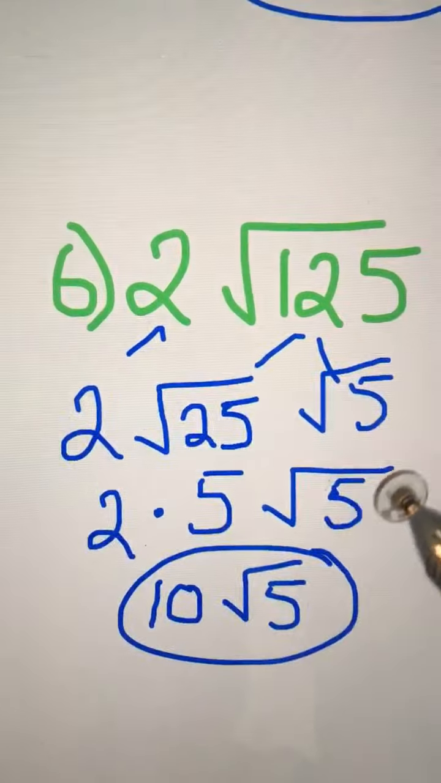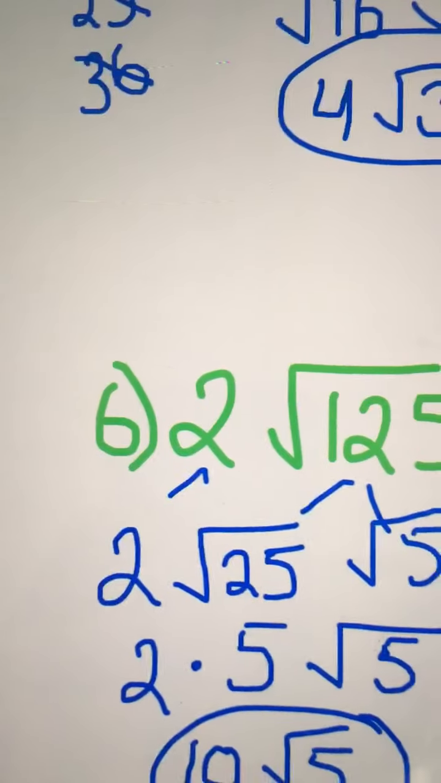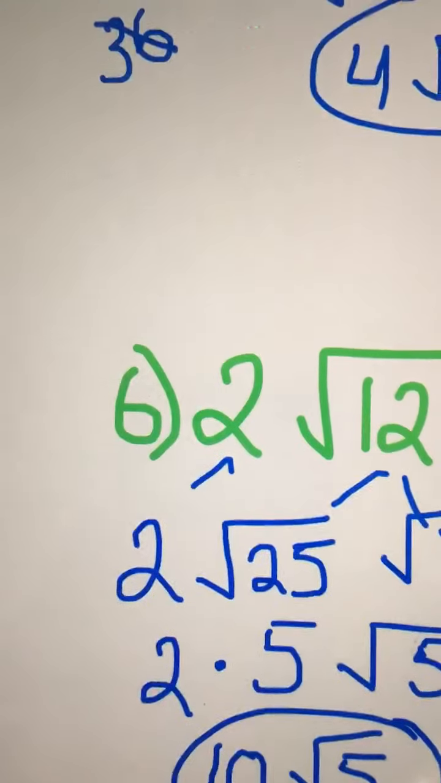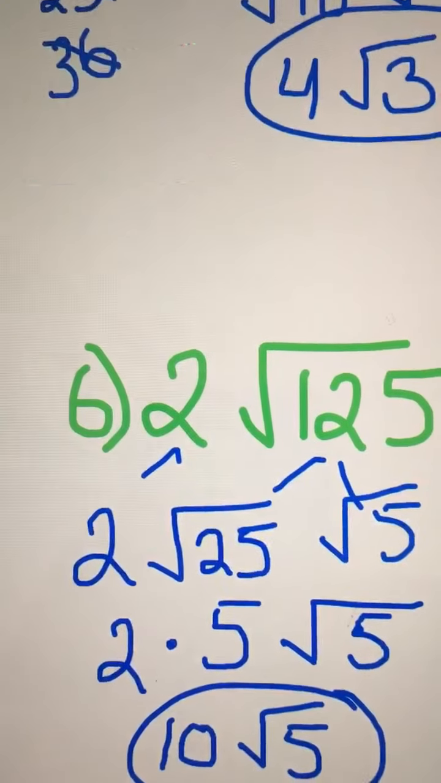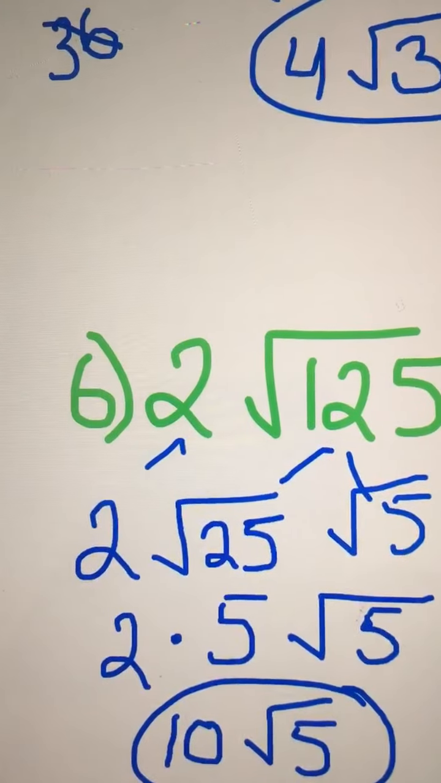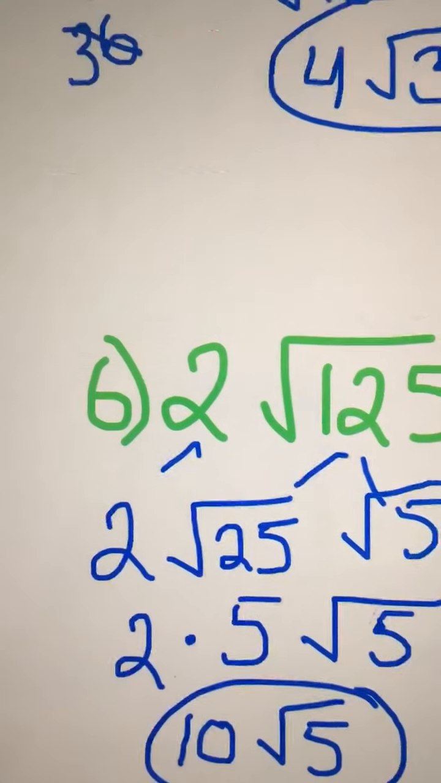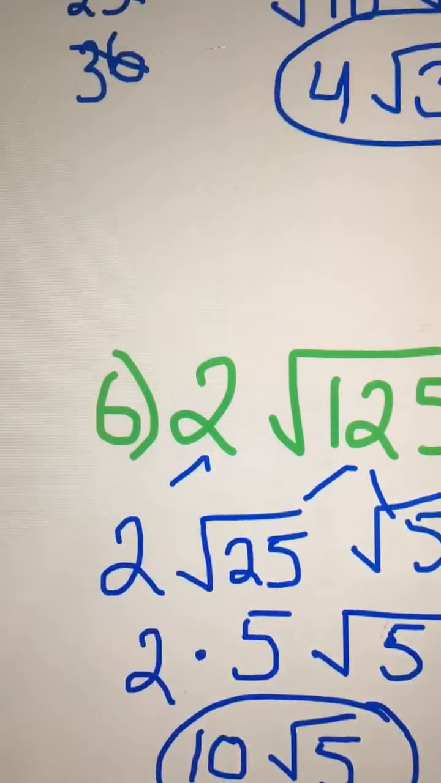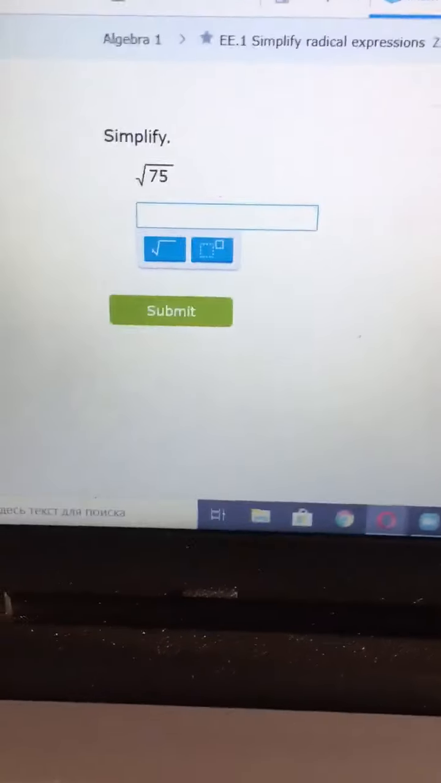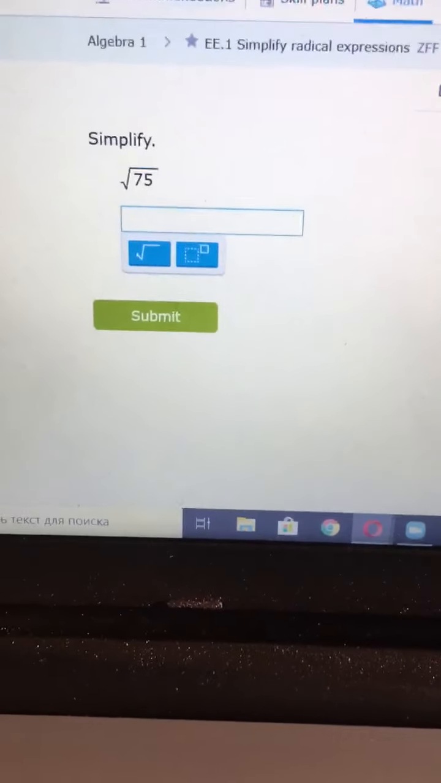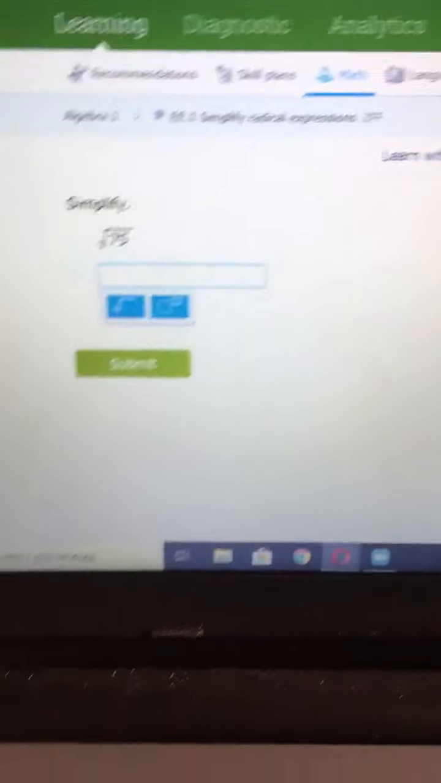I do want to show you putting these in on IXL just really quick, how to do that, but let me find which section it's in. I believe it was EE. Yes. Okay, so for example, this one, it's the square root of 75. So if we were to do that one, it would break up to 25 and 3, and then the square root of 25 is 5, so it's 5 root 3.